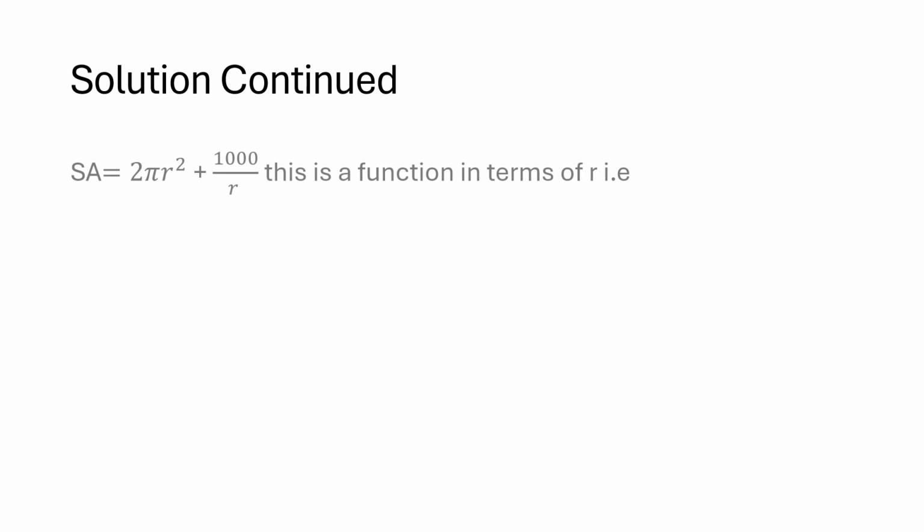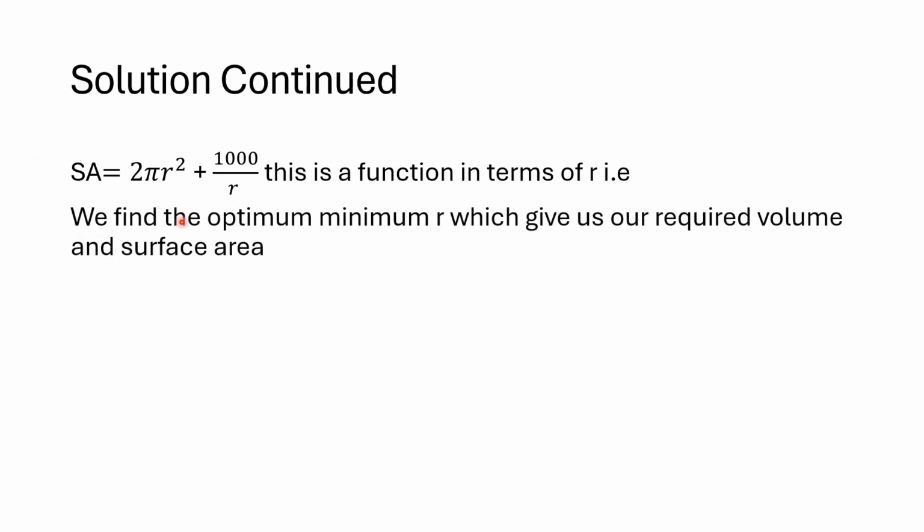So moving on. What we do now is we have our function, our surface area, 2 pi r squared plus 100 over r. I think I've shown you guys how we get to this, right? So this function is in terms of r, right? So what we do now is we find the optimum minimum for r, which gives us our required volume and surface area, right?